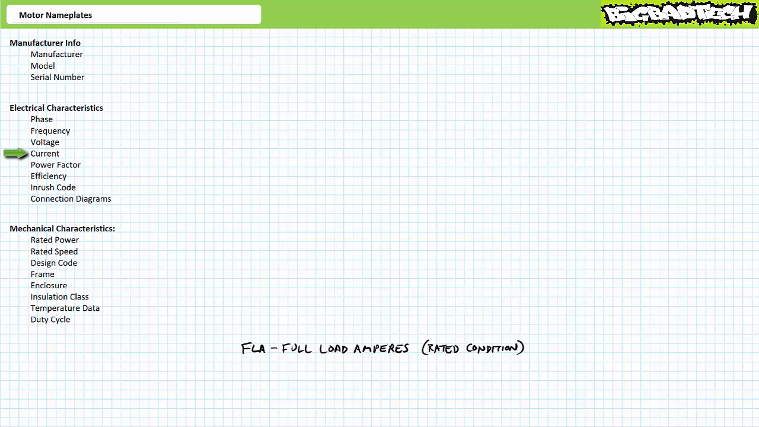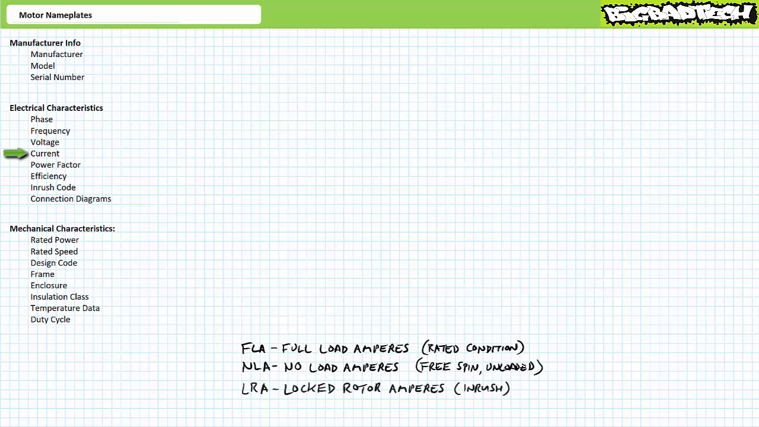Some motor nameplates include accessory information about current. If a nameplate includes the accessory entry NLA, this is the no load amps, drawn while the motor is free spinning and experiences no oppositional torque. If a nameplate includes the accessory entry LRA, which stands for locked rotor amperes, this is the inrush current drawn when the motor is first started in a standstill or locked rotor condition.